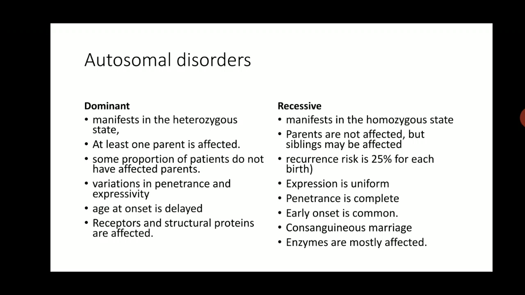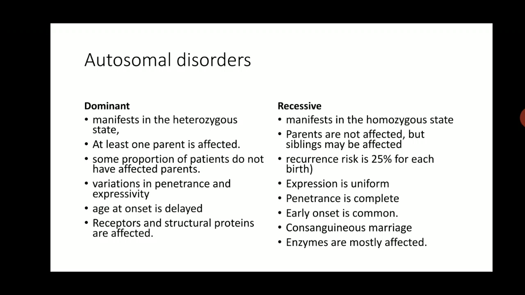Many times autosomal dominant disorders do not occur in childhood, but appear later. So there is a delayed onset, whereas recessive disorders usually have a very early onset. Early in childhood they manifest the disease.